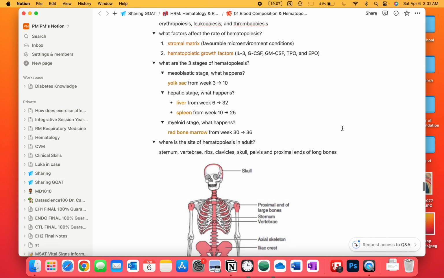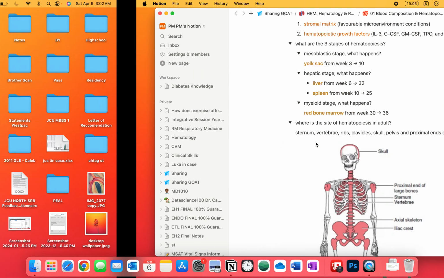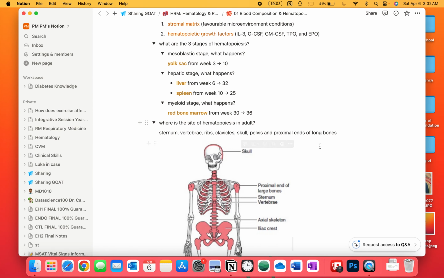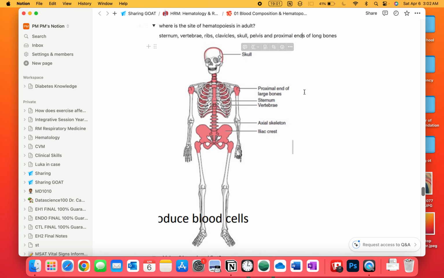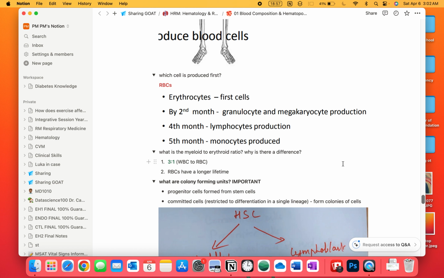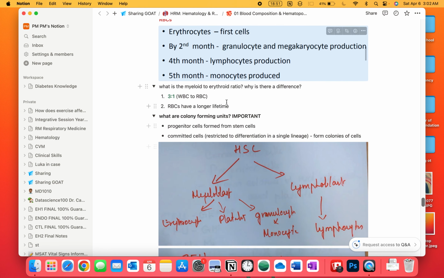What site of hematopoiesis in adults? Going to be sternum, vertebrae, clavicle, skull, proximal ends of long bones, any important areas, pelvis, things like that. Which cell is produced first? You're going to have your red blood cells, granulocytes, lymphocytes, monocytes. Not memorizing this. What is the myeloid to erythroid ratio? It's 3 to 1, and the reason is because the red blood cells are going to survive for 120 days versus the white blood cells are only going to be for a couple of days, sometimes even a couple hours. So you're going to need way more of the white blood cells.